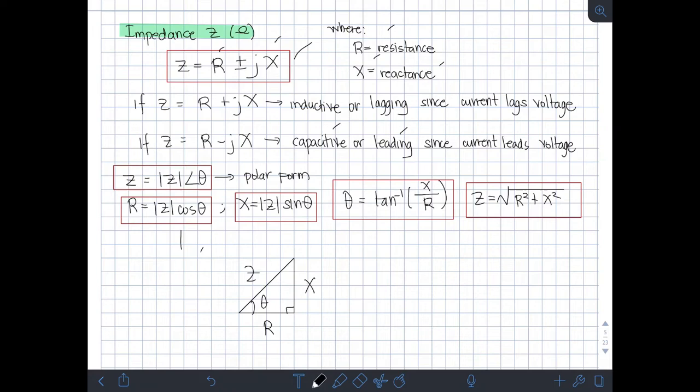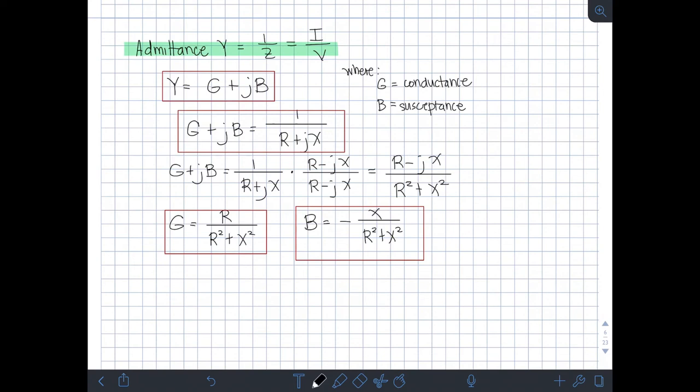Okay? Now, for admittance naman, di ba admittance Y is equal to 1 over Z or current over voltage. So, pwede rin natin siyang i-represent as a complex number in the form Y is equal to G plus JB. This time, yung G, siya yung conductance, tapos B, siya yung susceptance. So, itong conductance, siya yung conductance ng resistor natin sa circuit, tapos yung susceptance, siya yung resistance ng ating mga capacitor or inductor sa circuit.